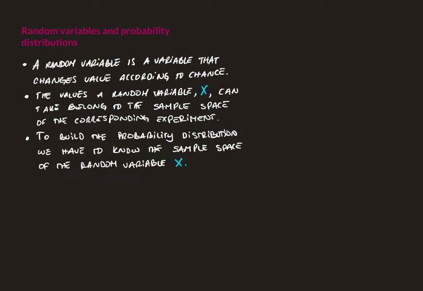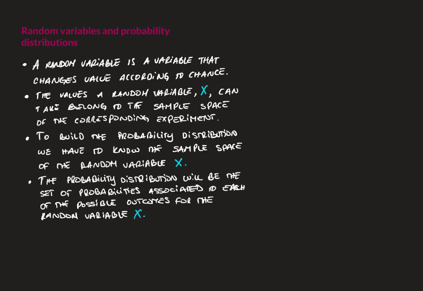Of course, we are going to assume that we know all of the values in the sample space for this variable. So we are going to learn what the probabilities associated to each of those outcomes are, and with those we're going to build the probability distributions.